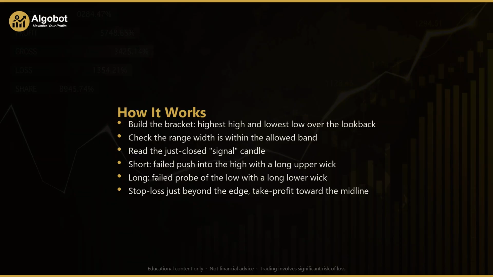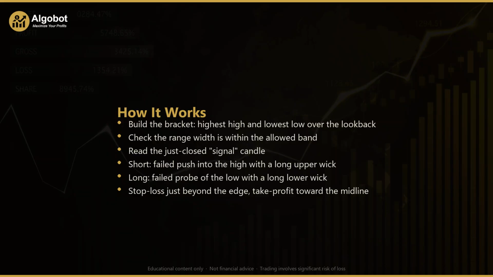For a long trade, it's a mirror image at the lower edge. The candle must probe down into the support zone, fail to close below the range low, print a dominant lower wick, and close in the upper half of its range. Risk management is fixed and mechanical. On a short, the stop loss is placed just above the rejected resistance, a small buffer beyond the range high. If the bracket truly breaks, the trade is closed.